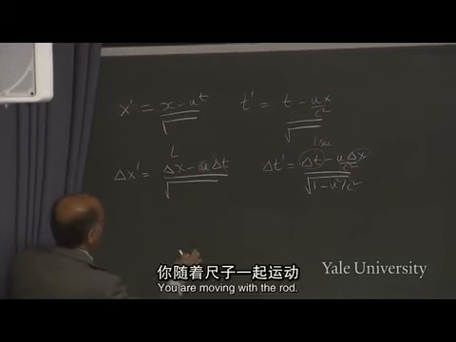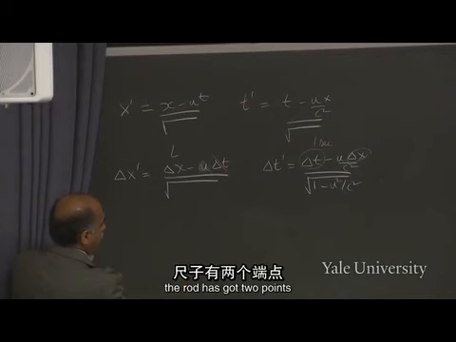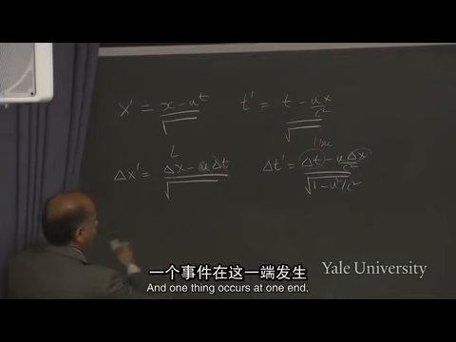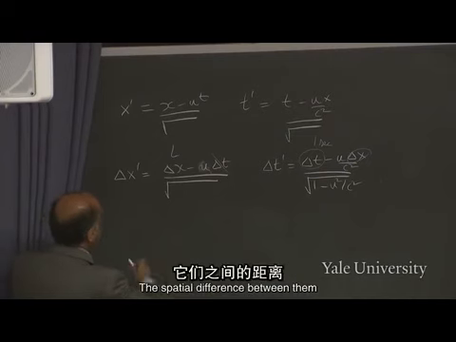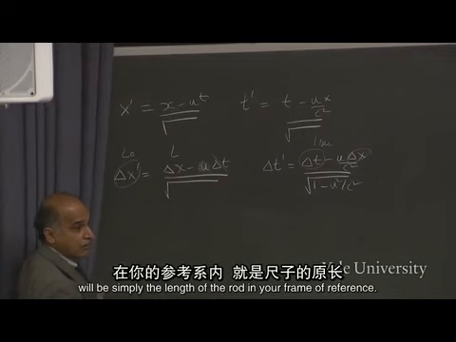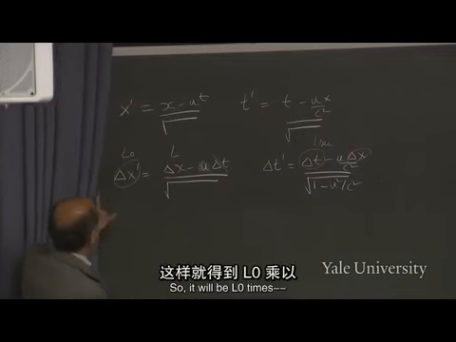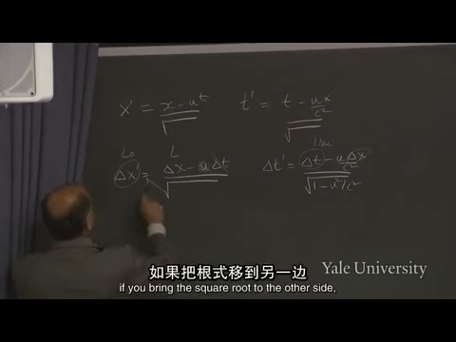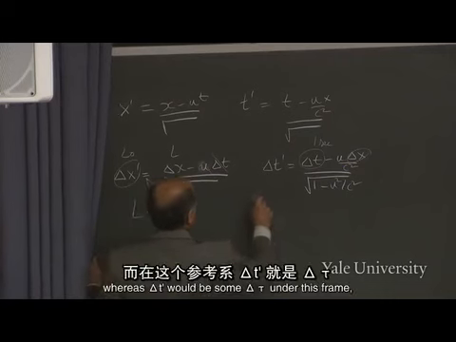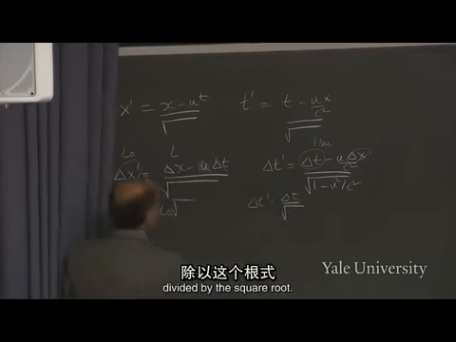You are moving with the rod, and as long as you're moving with the rod it has got 2 points which are separated by the length L naught, and one thing occurs at one end, another thing occurs at the other end. The spatial difference between them will be simply the length of the rod in your frame of reference. So L will be L naught times, if you bring the square root to the other side, L will be L naught times the square root, whereas delta t prime would be some delta tau in the rest frame divided by the square root.